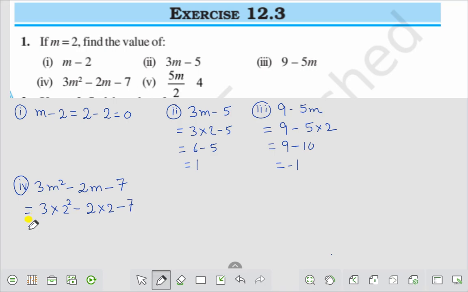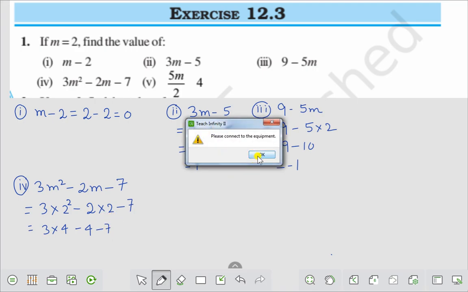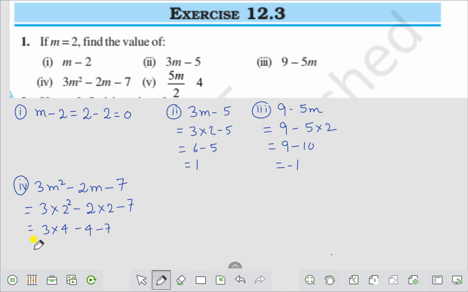And we are getting 3 into 2 to the 4 minus 2 to the 4 minus 7. Then we are getting 3 fours are 12. And minus 4 minus 7 is minus 11. 12 minus 11 is equal to 1. And that is the answer.